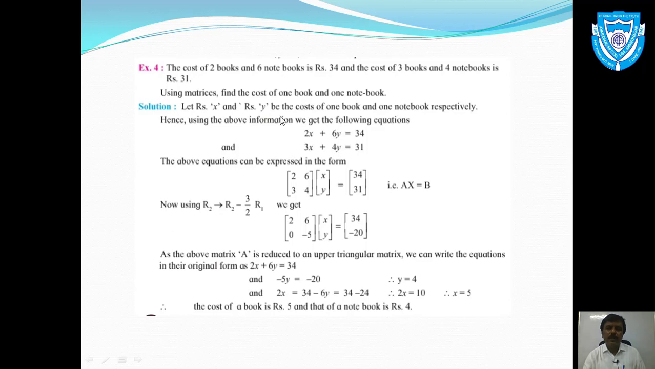Now here we are asked to find the value of the cost of one book and one notebook. We are asked to solve this using matrices but no specific method is given. So in this case you can use any method, either inversion method or reduction method. We can use any one of these two and find the value of x.